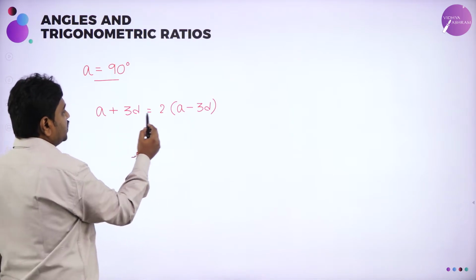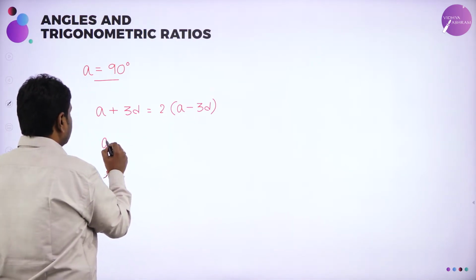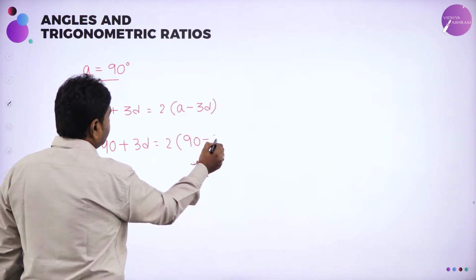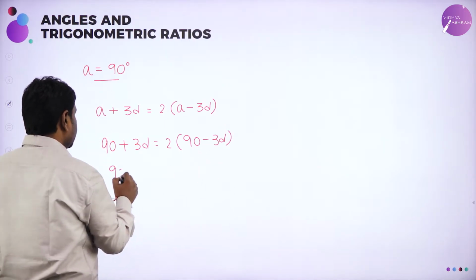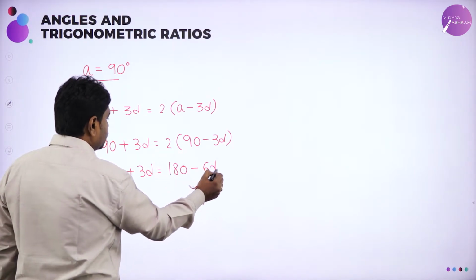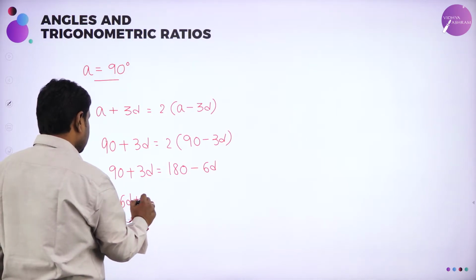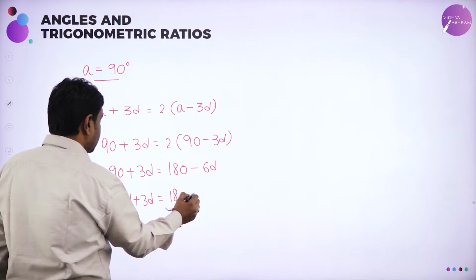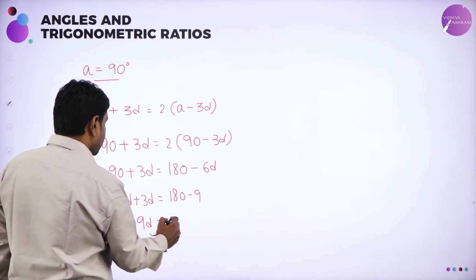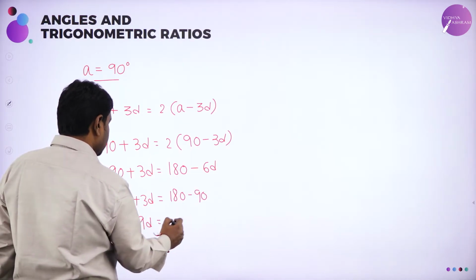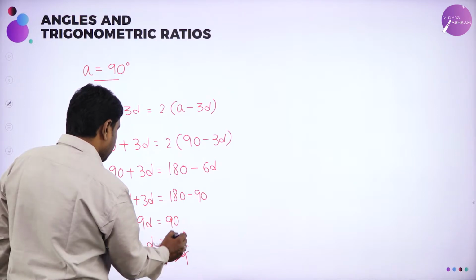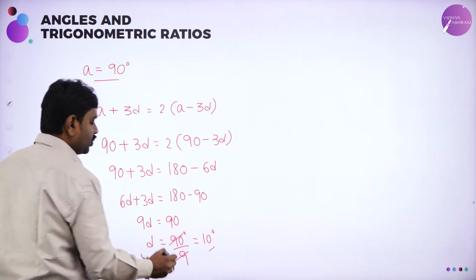So greatest of which means a plus 3d is equal to 2 times a minus 3d. So a, you know, that is 90 degrees plus 3d is equal to 2 times 90 minus 3d. Simplify this further. 90 degrees plus 3d is equal to 180 degrees minus 6d. Bring 6d to LHS. So 6d plus 3d is equal to 180 minus 90. So 6d plus 3d becomes 9d. 9d is equal to 180 minus 90, which is 90 degrees. Now d is equal to 90 degrees divided by 9. 90 by 9 is 10 degrees. You got the value of d.